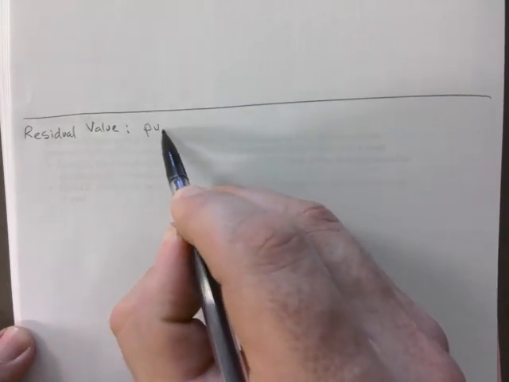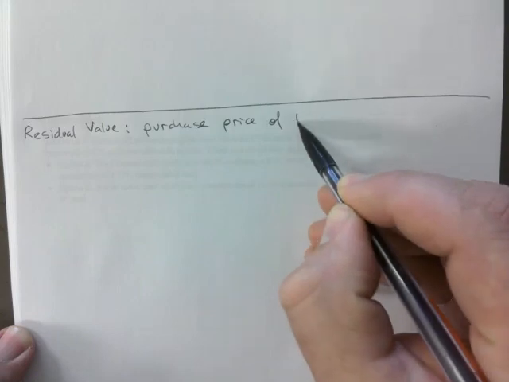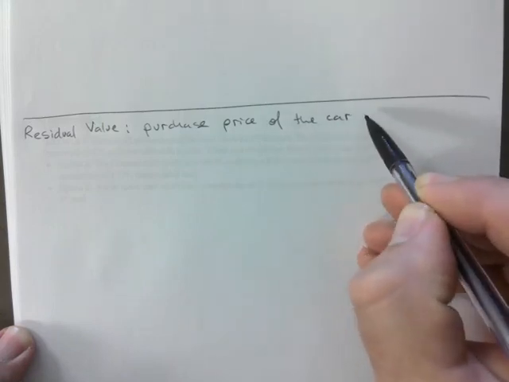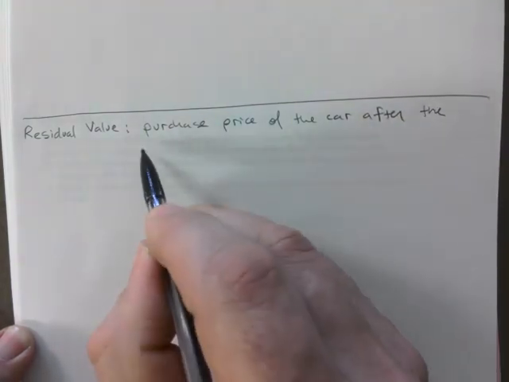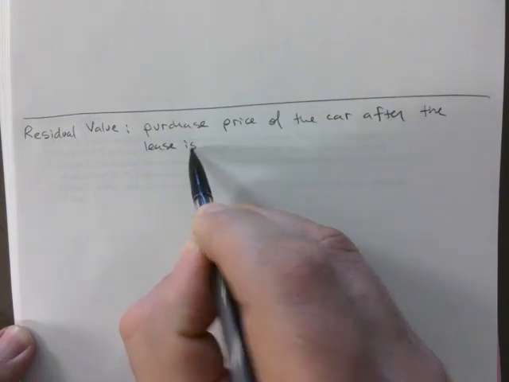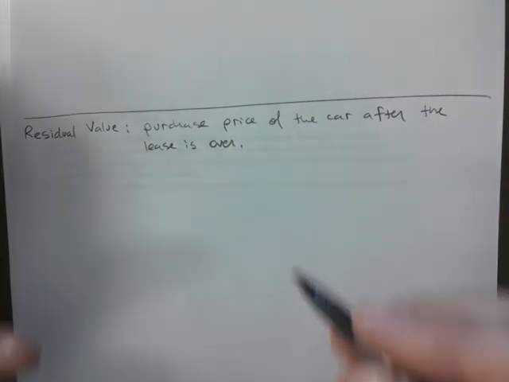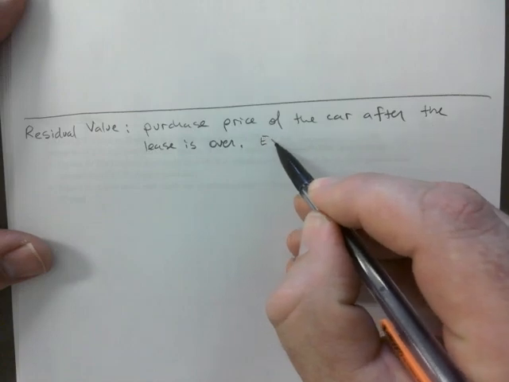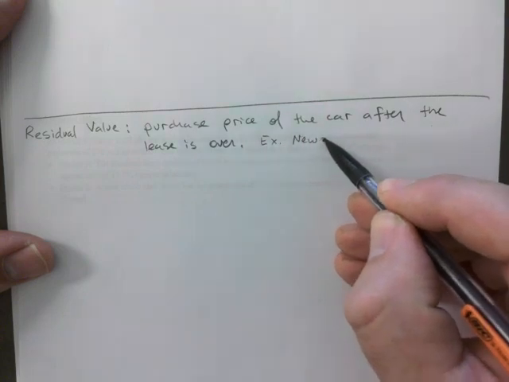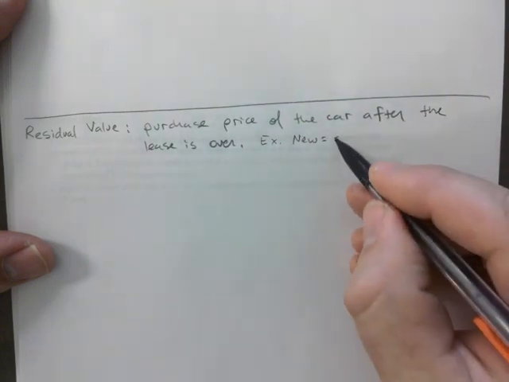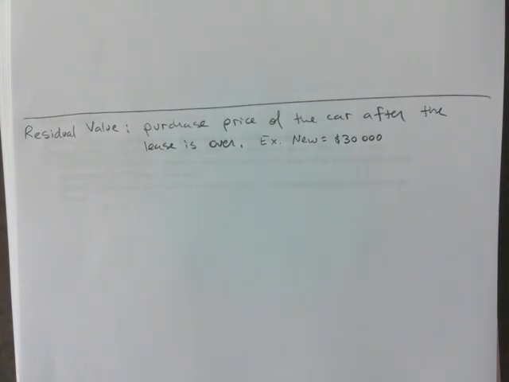It's the purchase price of the car, okay, after the lease is over. After the maturity of the lease. So let me give you an example. A brand new car, when you're signing the lease, they're going to tell you that a car is worth, you know, X number of dollars. Let's say it's $30,000.